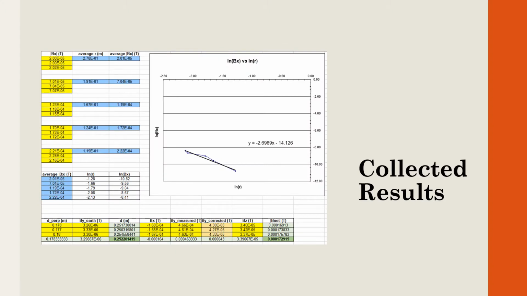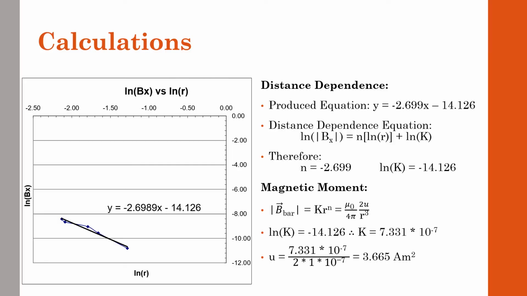Here you can see my collected results and graph, as well as the negative relationship shown between the magnetic field in the x direction and the distance from the bar magnet. The graph produced from the previous data results produced the equation y equals negative 2.699x minus 14.126. I then used the distance dependence formula and found that the distance dependence value, n, is equal to negative 2.699, and natural log of k is equal to negative 14.126.